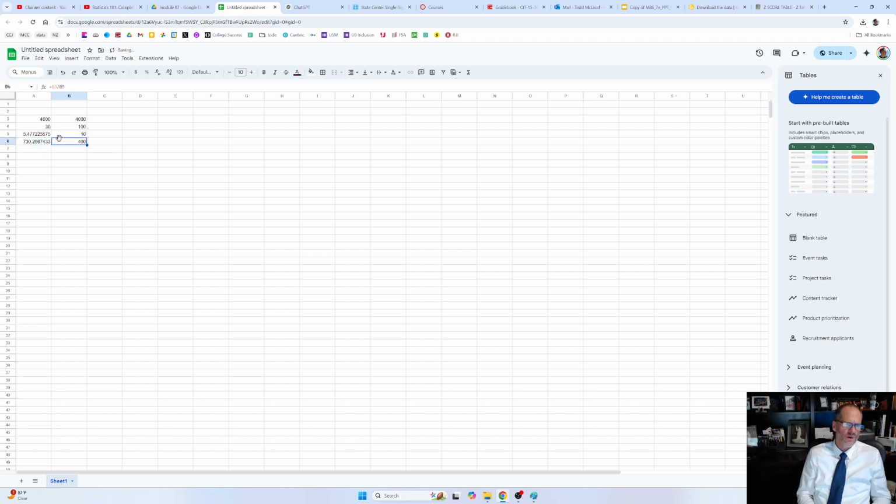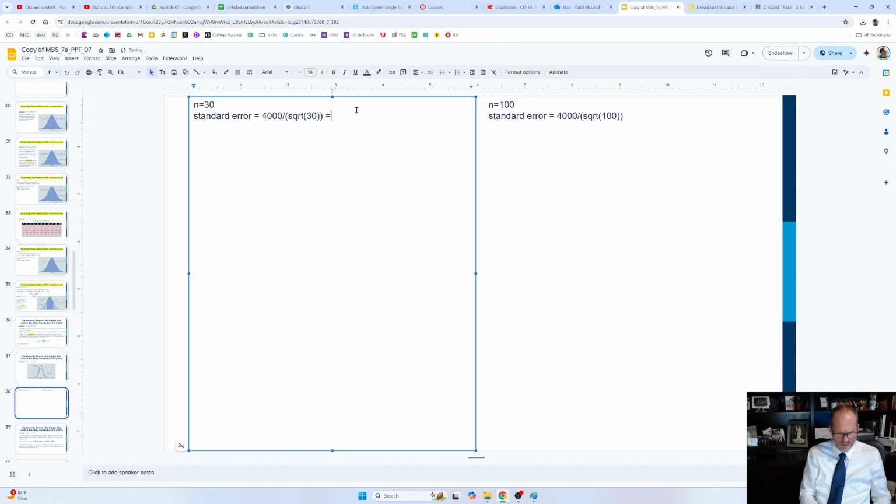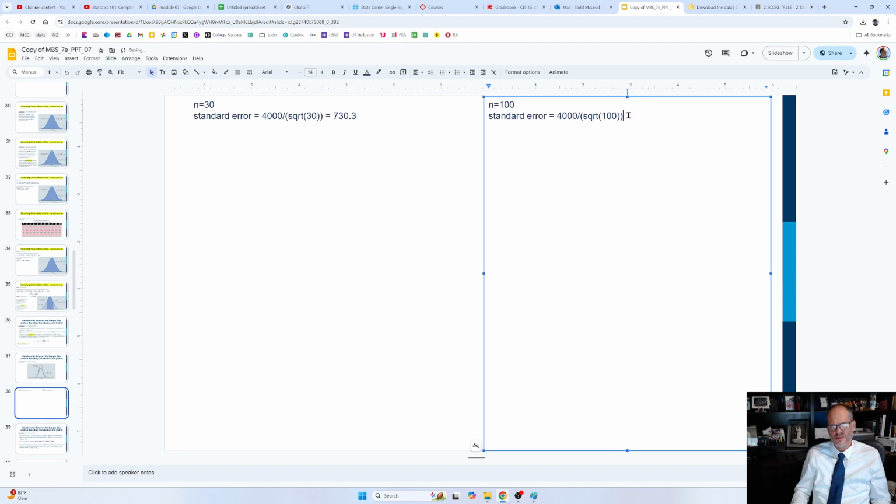And so that one is 730.3, and the other one is 400. So here we have 730.3, and this one is equal to 400, okay? And so with a larger sample size, our standard error went down in size.